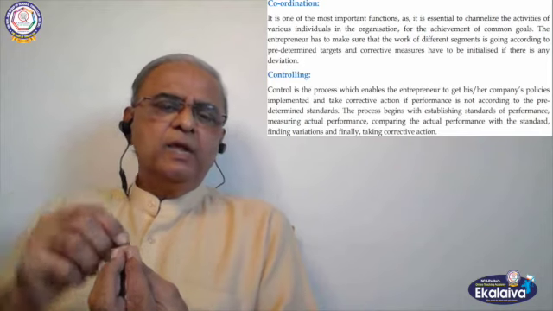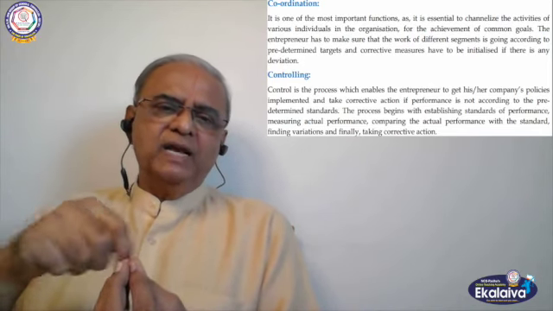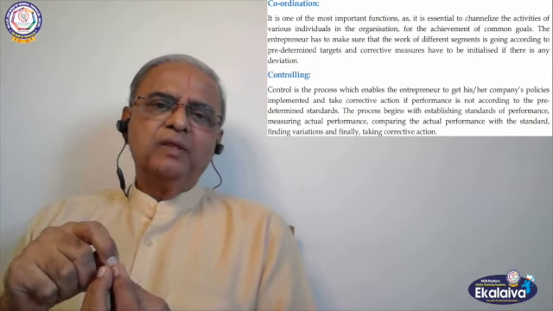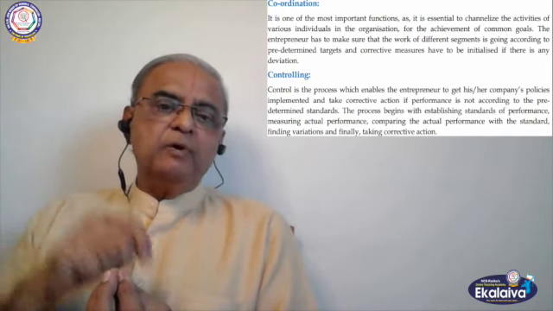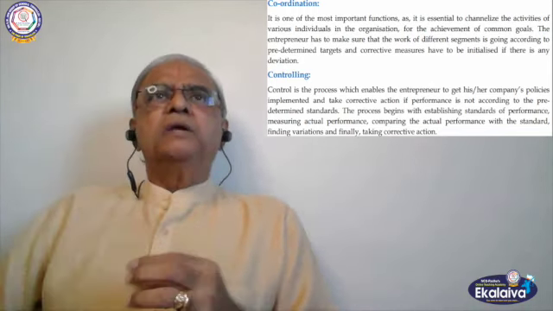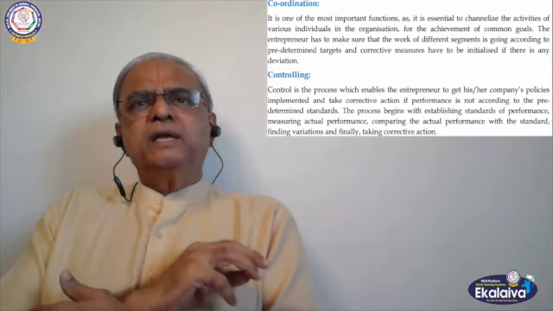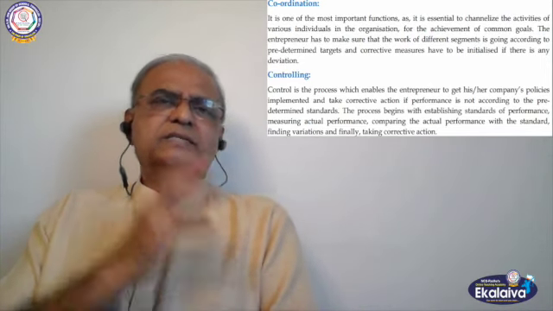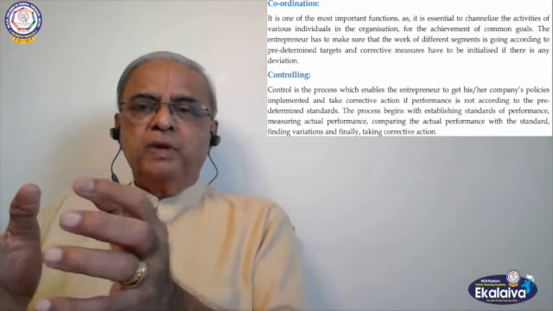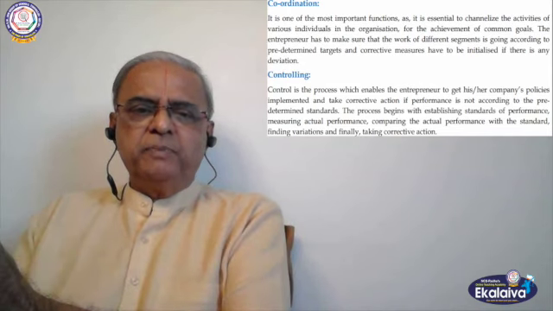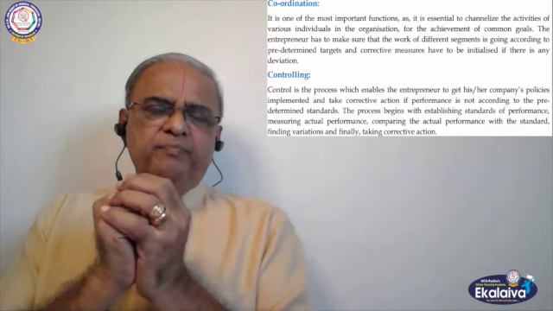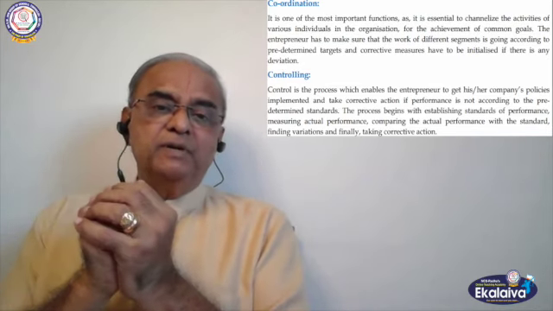It's something like in a mechanical wristwatch, they used to talk about what is called a mainspring. The mainspring is very, very important. So, coordinating. Now, let us take a simple example. Let's say that there is a factory, there is a production department, there is a purchase department, there is a finance department, there is a personnel department, there is a security department.